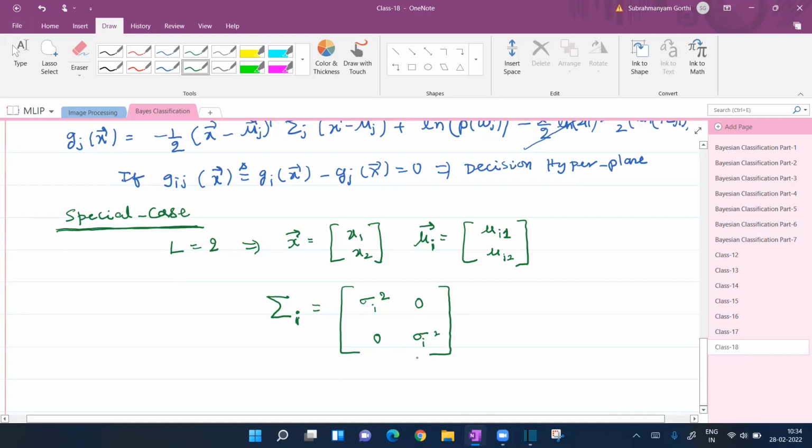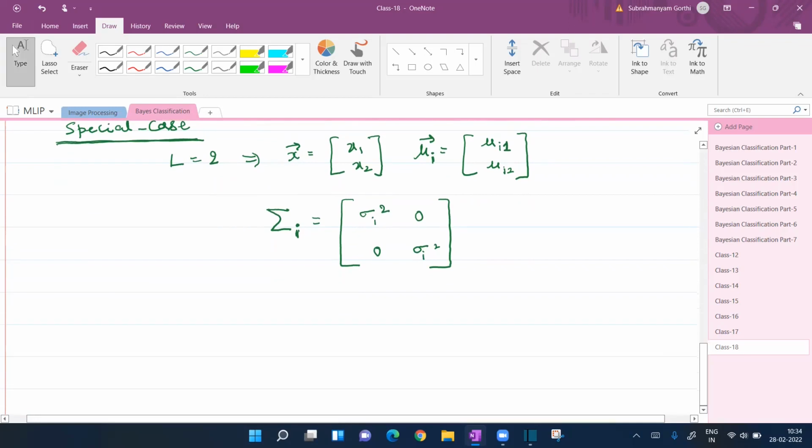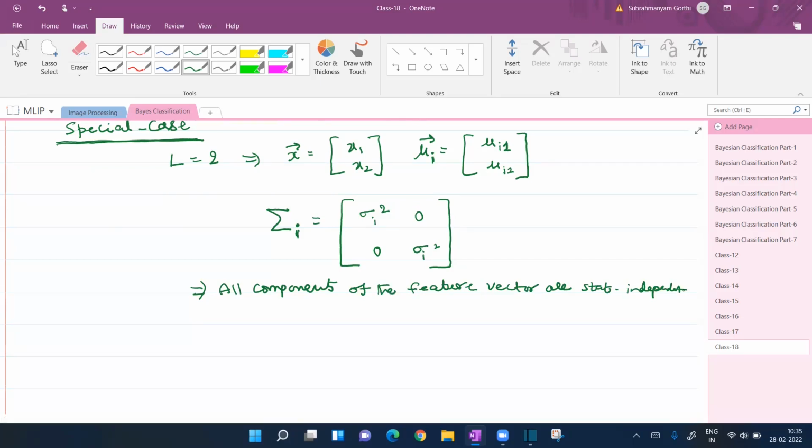What does that mean? How can you infer that? You could infer that all components of the feature vector are statistically independent. We discussed this in the previous class also. You would be getting this covariance matrix effect on the Gaussian distribution we have plotted.